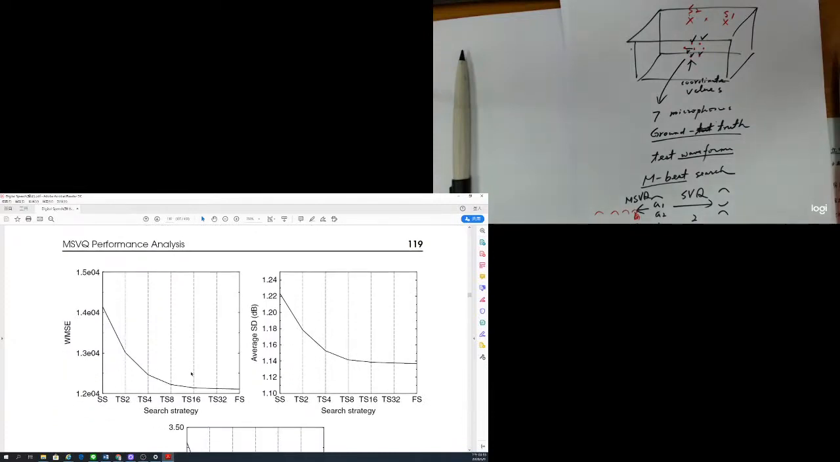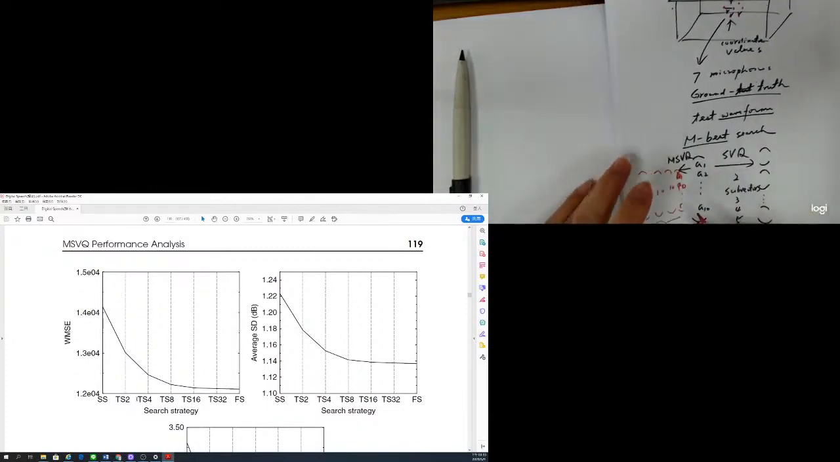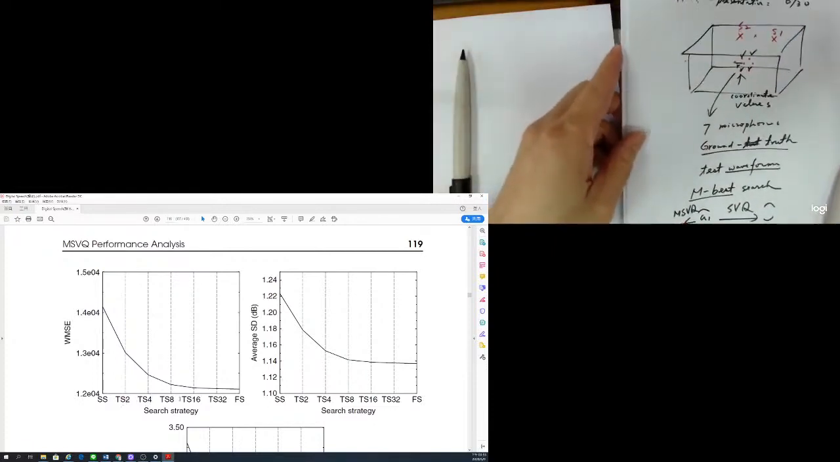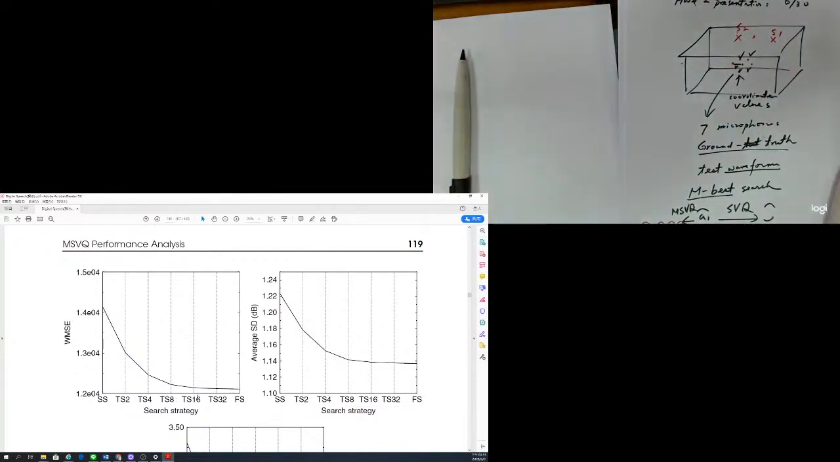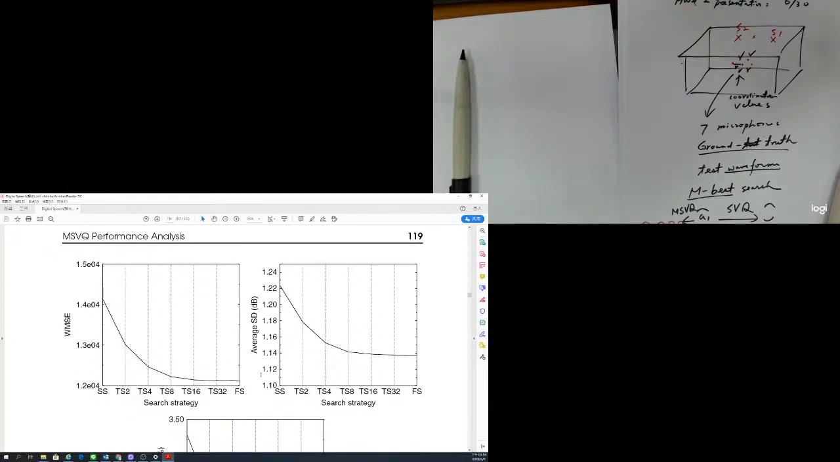If we consider tree search, because we have multiple stages, for each stage we do not consider just one winner. We consider 2 winners, 4 winners, or 8 winners. You can see that up to 16, where each stage tries to find more than 8, more than 16, the performance is almost saturated. So we did not use the full search. Full search takes a lot of computation time.